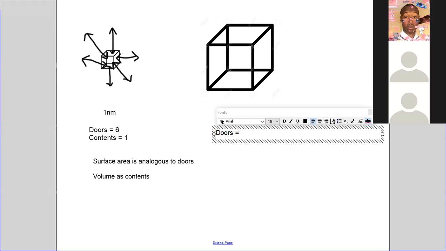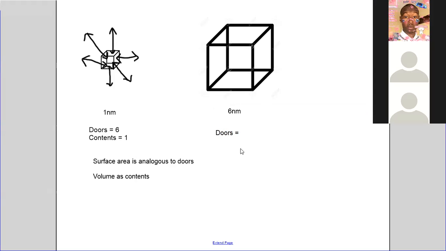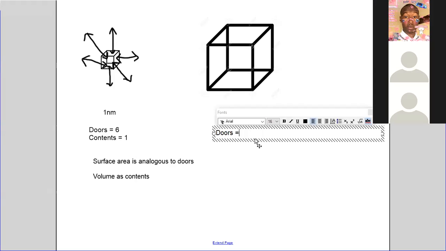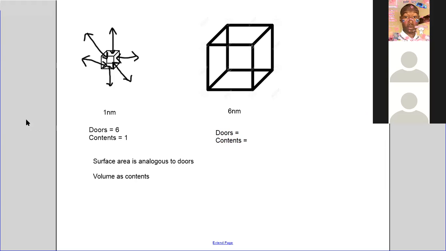Doors equals what when we're working at 6 nanometers? What are my doors now? And we're using the ratio. Positive feedback, right? That means positive feedback. It's kind of confusing. Doors equals what? Positive feedback is different. It would slow that process down a little bit.